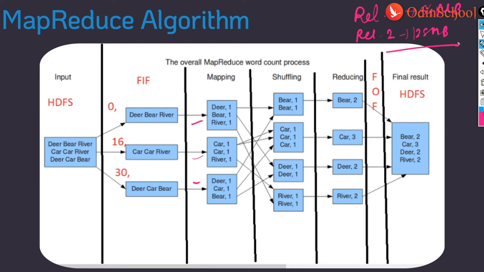Execution of map tasks results in writing output to a local disk on the respective node. For example, this output, Dear 1, Bear 1, River 1, would be written on the local mapper's disk, not to HDFS. Only the final output is written to HDFS. The reason for choosing the local disk over HDFS is to avoid replication, because if you write anything on HDFS, replication would come into the picture, since HDFS is running on commodity hardware which can fail anytime.